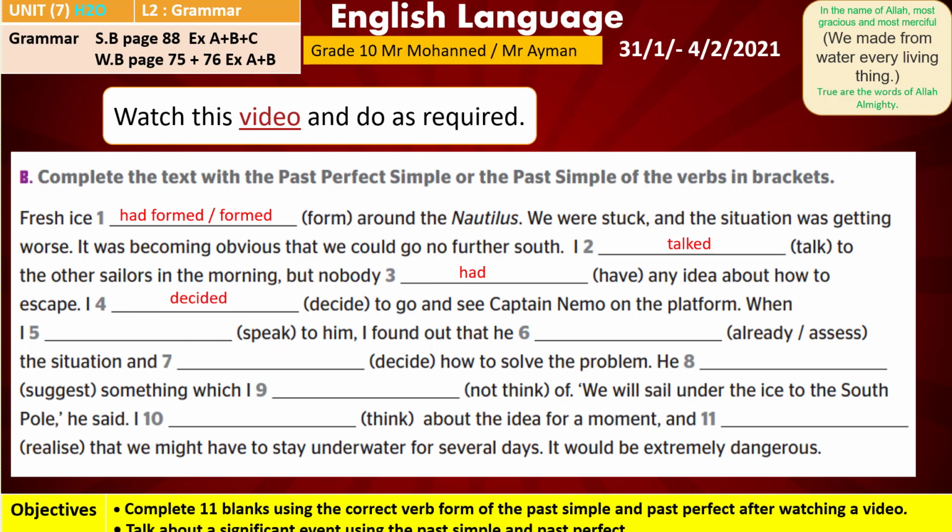I decided to go and see Captain Nemo on the platform. When I spoke to him, I found that he had already assessed the situation and had decided how to solve the problem. He suggested something which I hadn't thought of. We will sail under the sea, under the ice to the South Pole.